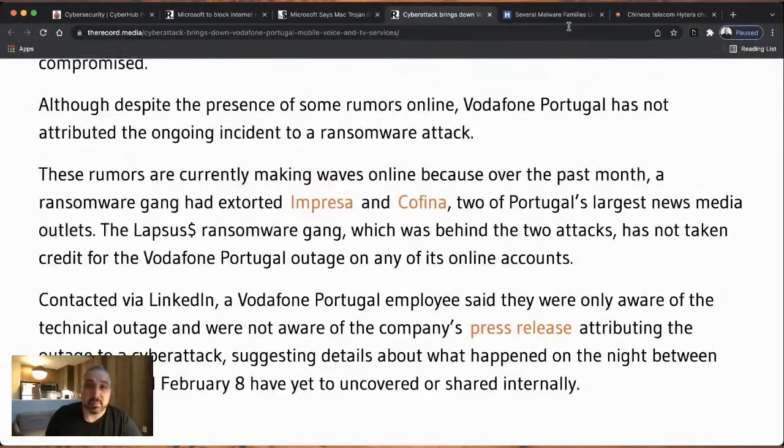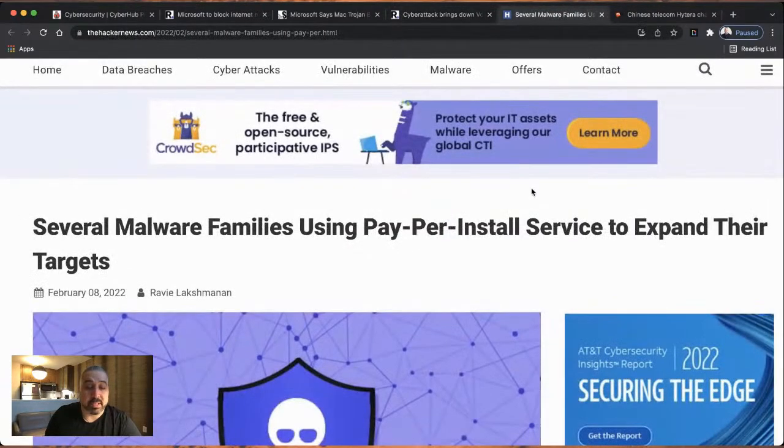You've got to wonder if Portugal's going to look at this and say it's a nation state attack and a declaration of war. That would be significant there as well, a huge precedent.